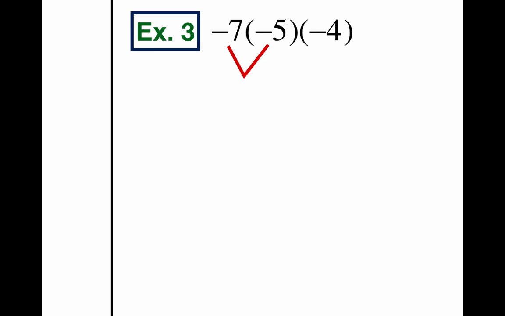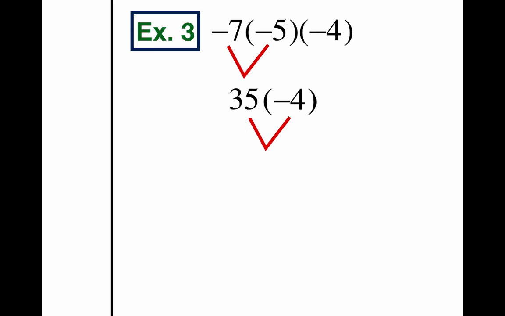Okay, well, go in steps. Start with the 7 times 5. I know 7 times 5 is 35, but negative negative is a good match, so it's a positive 35 solution. But we're not done. We still have the negative 4 to do. So now we're going to multiply again.